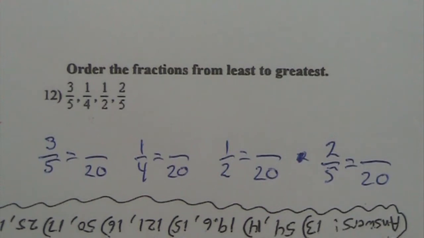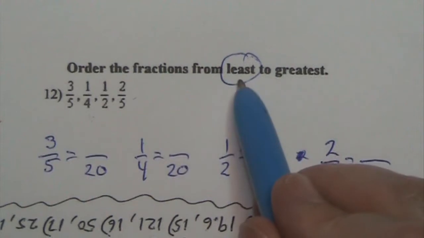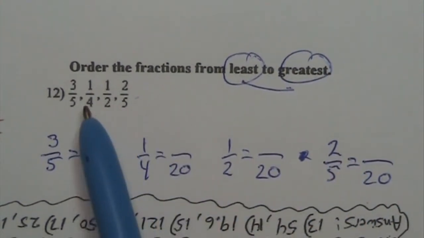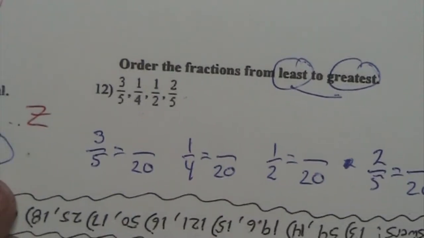Okay, on the next one, we need to take these fractions and put them in order from least to greatest. Least to greatest. Well, to do that, we have to find a common denominator. And in this case, it is 20. 20 is a common denominator.